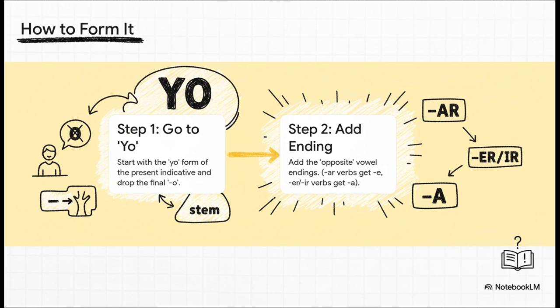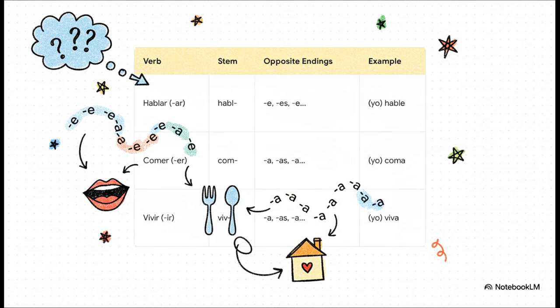So for hablar, it's hablo. Step 2, you drop that final O. That leaves you with your stem. And then you just add the opposite endings. Now, what does that mean? Well, verbs that end in AR, they get E endings. And verbs that end in ER or IR, you guessed it, they get A endings. It's a switcheroo.